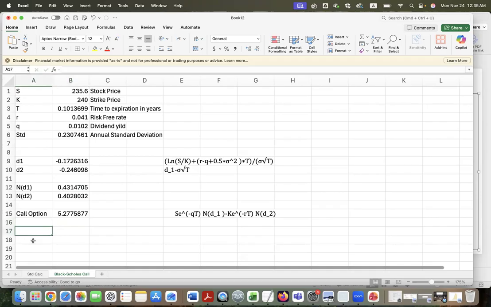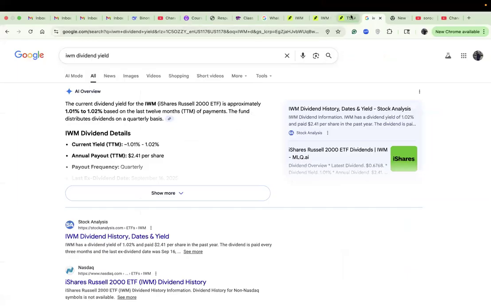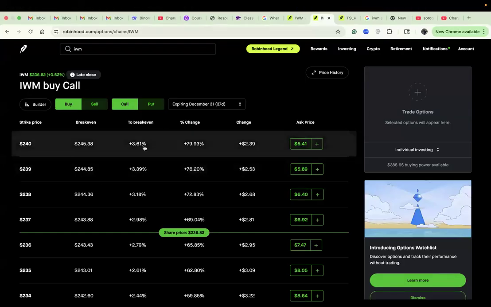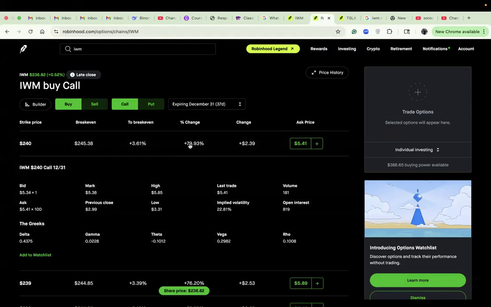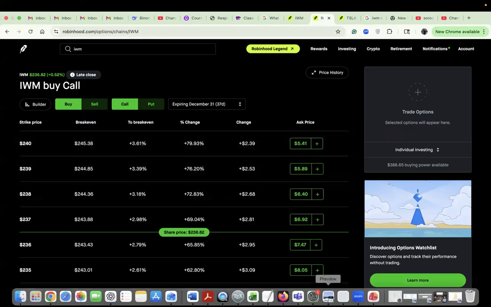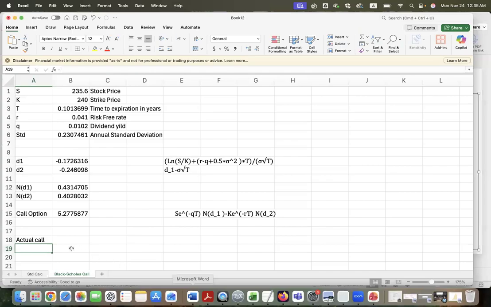Now the actual call, I can just go and check that actual call. So the actual call price for this is 240, 5.41. We can see that the numbers are super similar. So that's the call option.